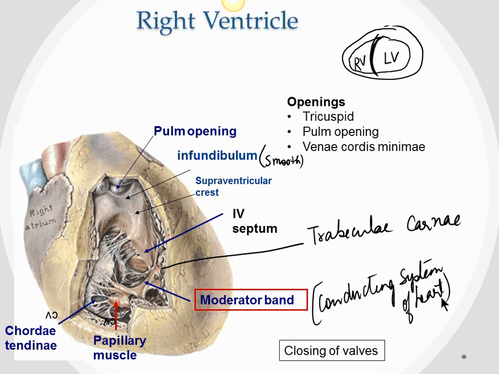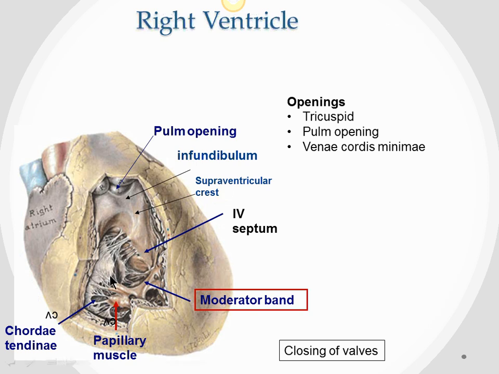The opening seen in the right ventricle is the tricuspid opening. Here we can see the tricuspid opening through which blood comes from the atrium into the ventricle. And then from the right ventricle, blood has to go out into the pulmonary artery. So the second opening is this pulmonary opening here. Blood passes through this pulmonary opening, which is also guarded by a valve.